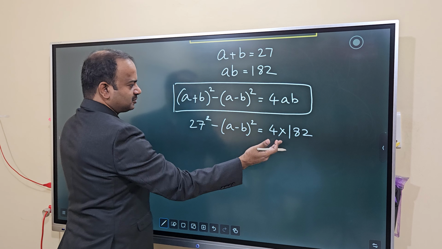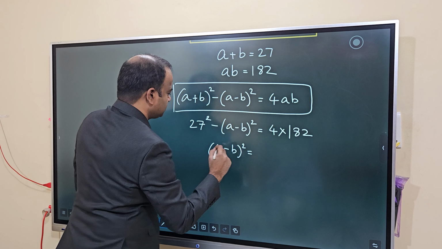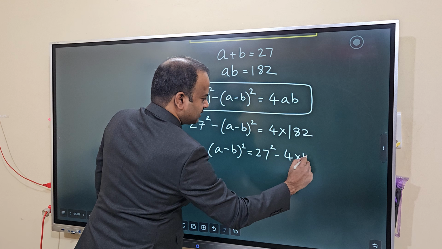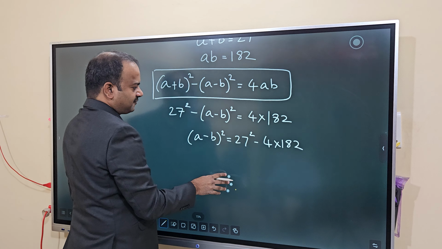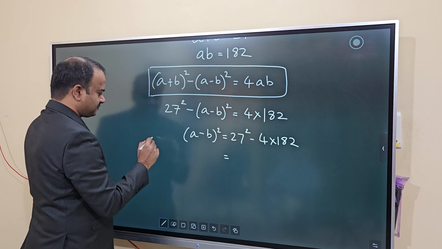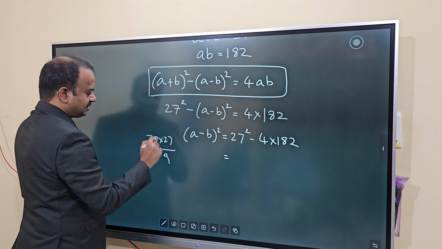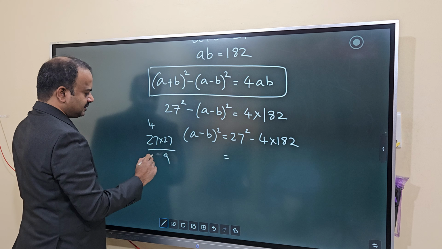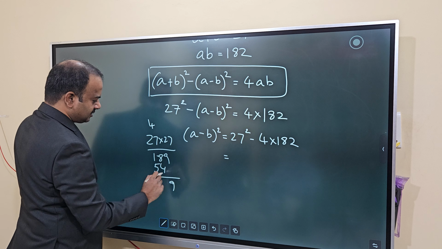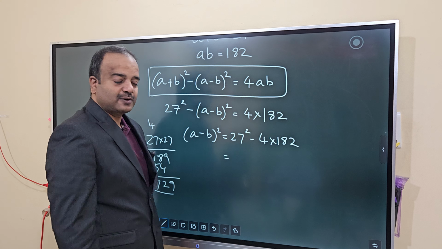Now I need to solve this. I'll move this to that side and take this side. So this will become a minus b whole square is equal to 27 square minus 4 into 182. Now let's try to find it. 27 square is 27 into 27. 7 sevens are 49, 9 here, 4 carried, 7 twos are 14, and 18, and 54, and 9 here, and 12 here, 1 here, and 729. So 27 square is 729.